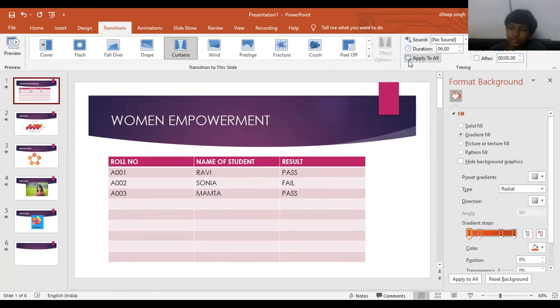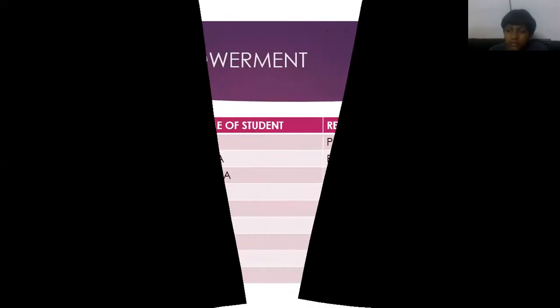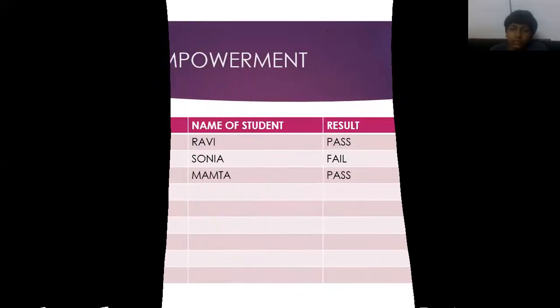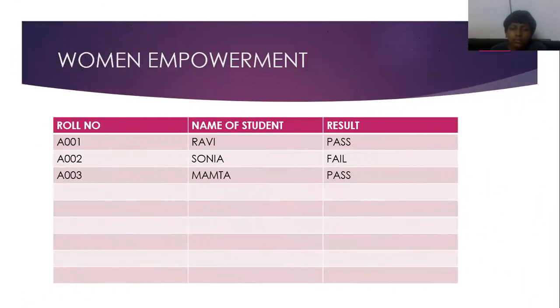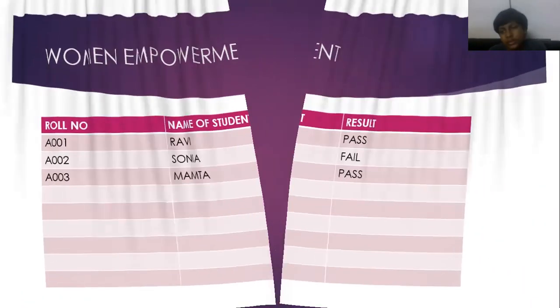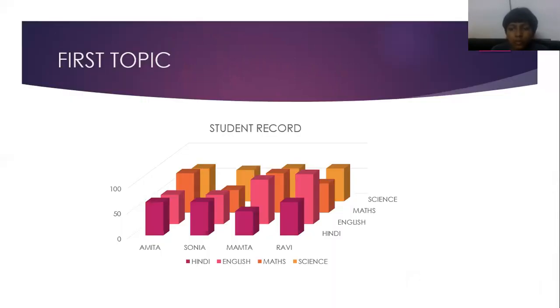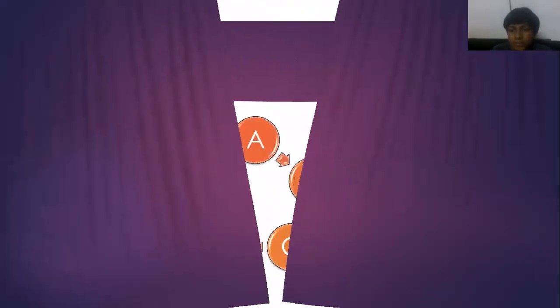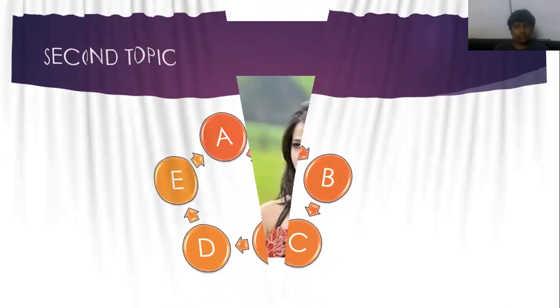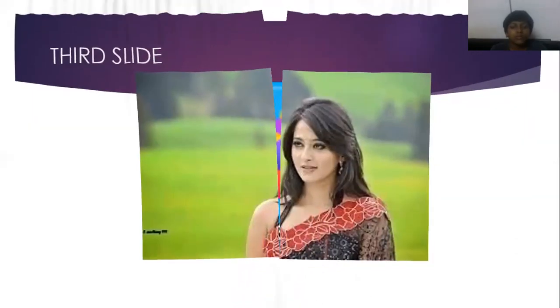Just press F5 like this. You will get these types of format. Clear? Again, we just press enter, it will show. So these types of effects we get after using these types of transition. There are different types of transition available there.